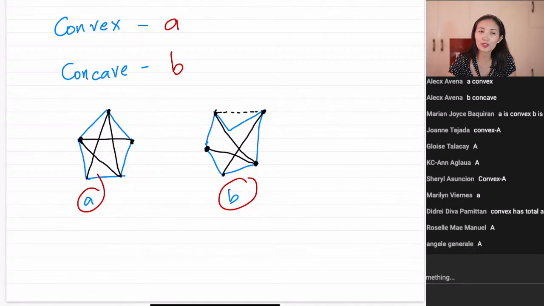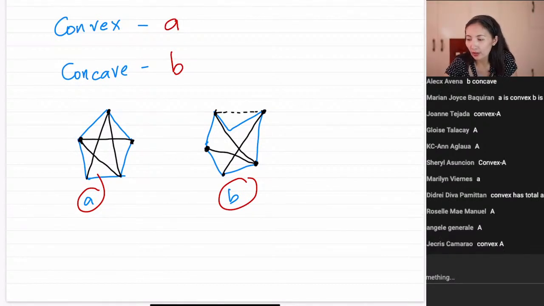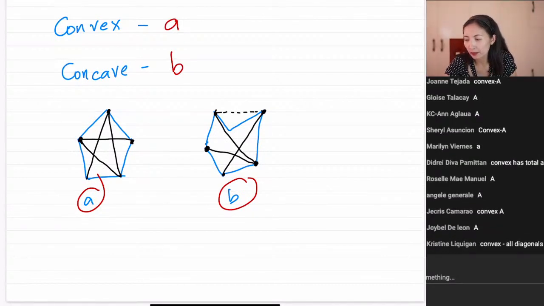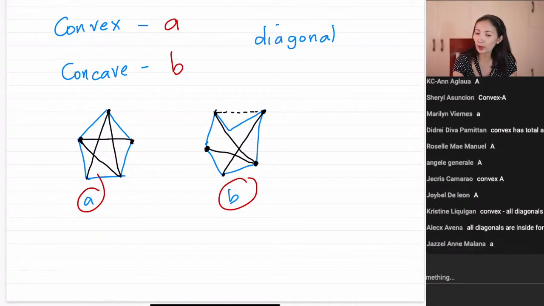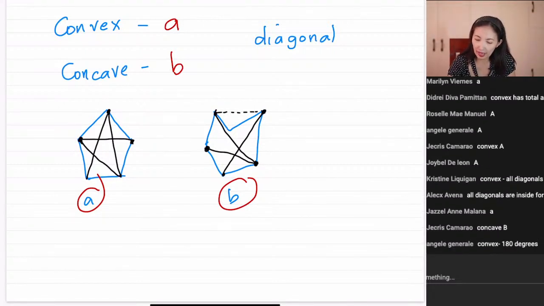So from the illustration itself, what can you say then about convex and concave in terms of the diagonal? What did we draw? Diagonal. Okay, so there is a clear relationship, right? So that from here, we could easily say, by the diagonal, whether a polygon is concave or convex. Someone said all diagonals are inside. So for convex, all diagonals lie entirely inside the polygon.